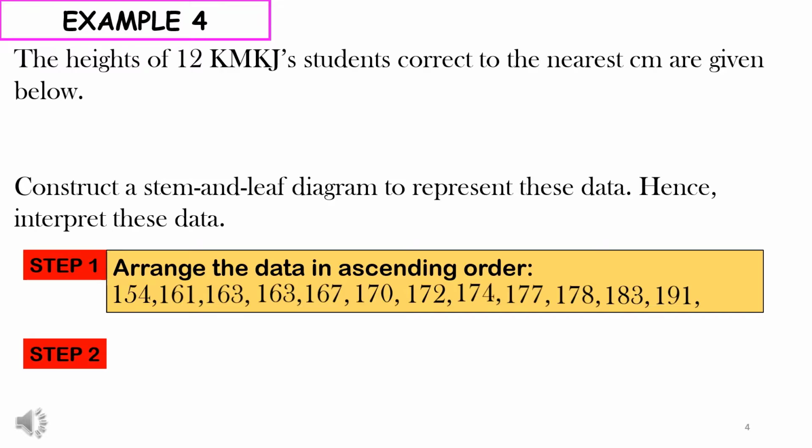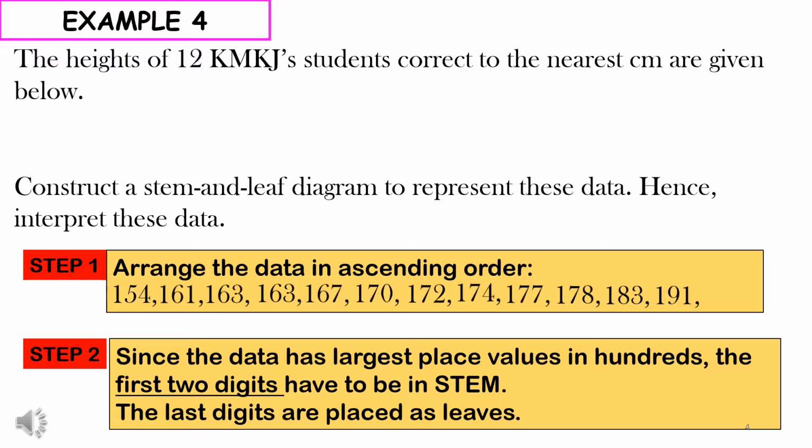You need to decide on which data to be placed at the stem and which data at leaf. Since the data has largest place values in hundreds, the first 2 digits have to be in stem. The last digits are placed as leaves. Now you are ready to sketch your stem and leaf diagram.